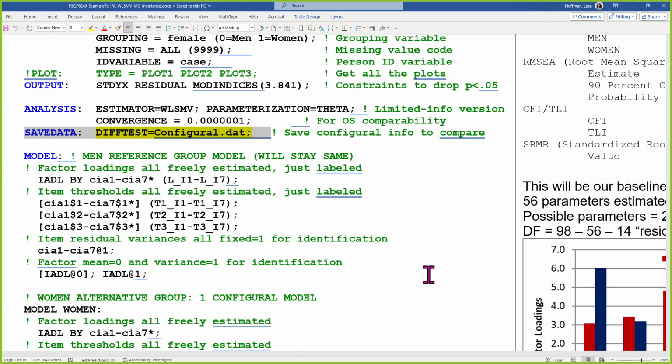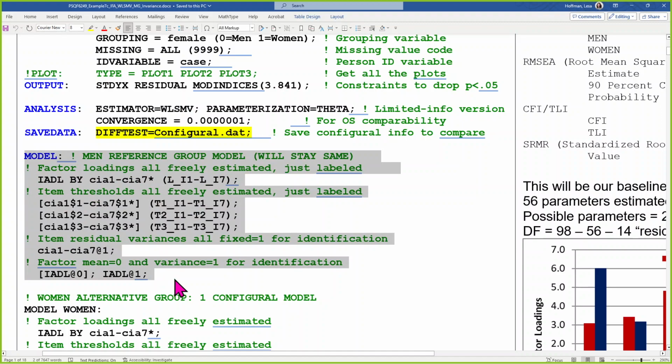So every model that we fit after this, there's going to be something saved for future use, and then something used from the previous model to do a comparison against. The results in terms of whether fit got worse will be in the output of the second model. So I have the model here. This is going to stay the same the whole time. This is the men reference group model.